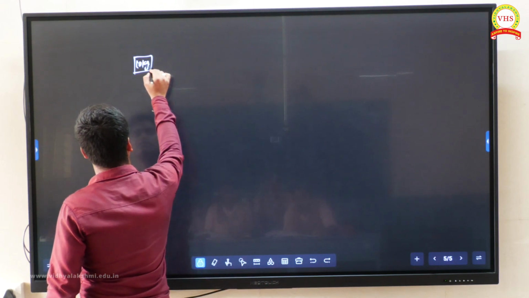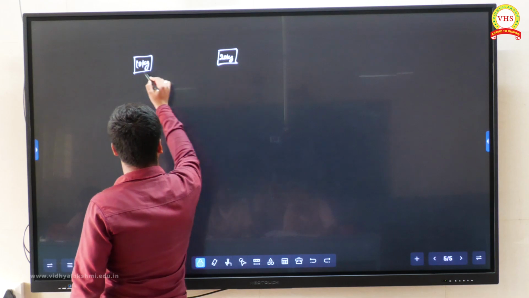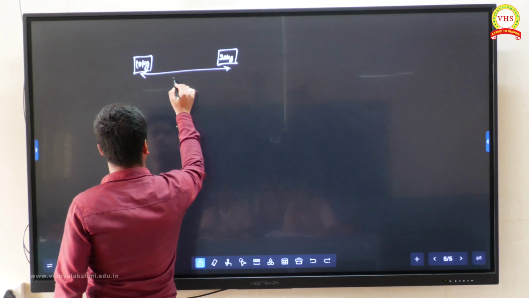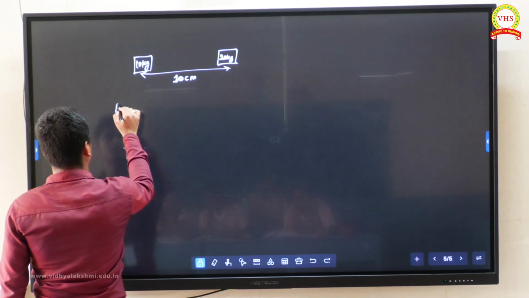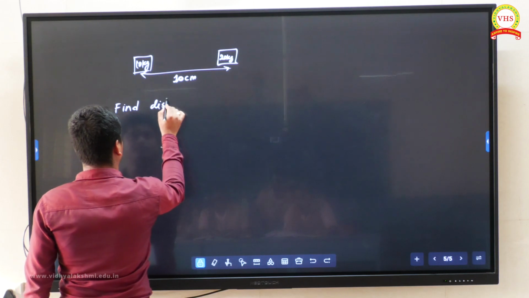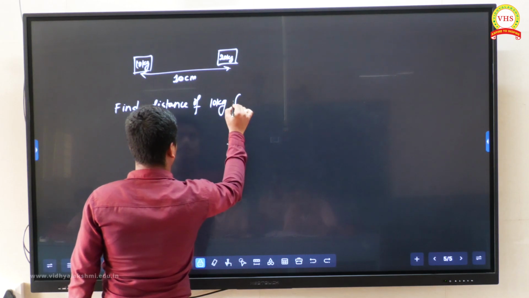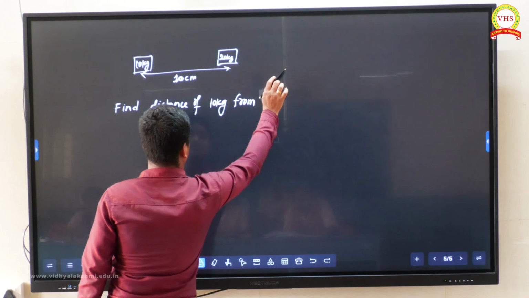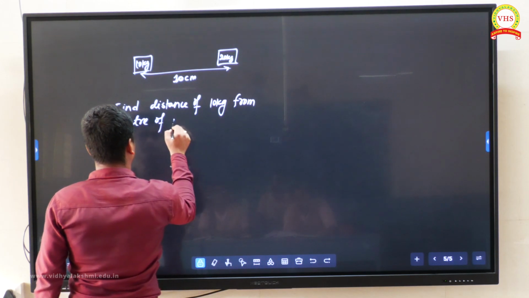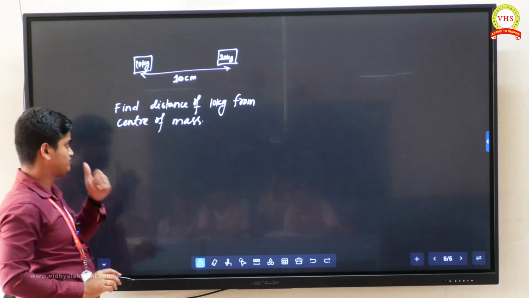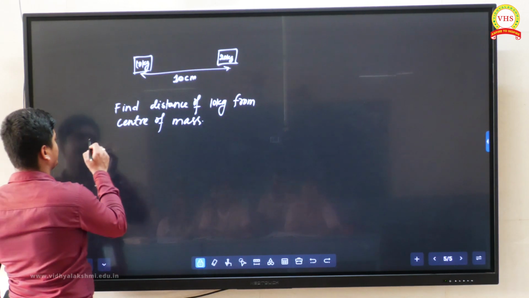Here there is one 10 kg, and here one 20 kg is there. Now the distance between them is 10 centimeter. Now find the distance of the 10 kg from the center of mass. Find the distance of the 10 kg. You can do it now, no worries.